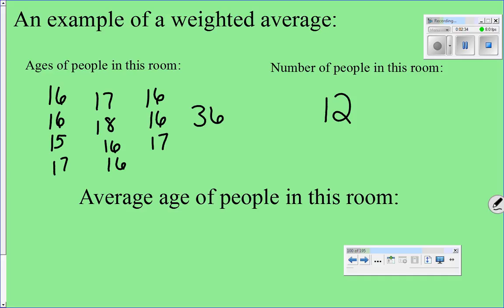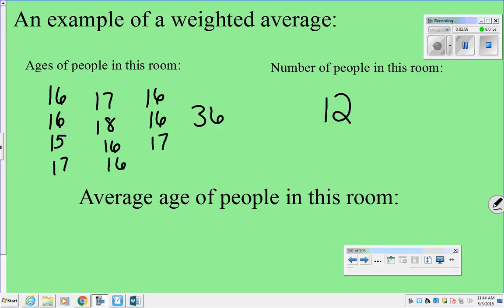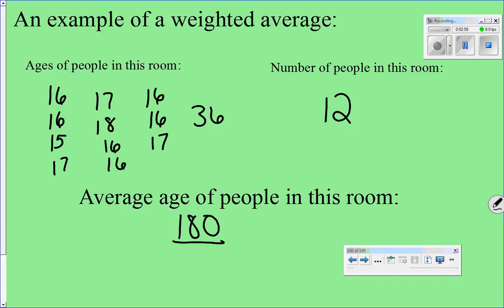So if I wanted to calculate an average for the age of all of these people, what I would do is add up my ages, so 16 plus 16 plus 15 plus 17 plus 17 plus 18 plus 16 plus 16 plus 16 plus 16 plus 17. So our typical way of calculating an average, we'd say 180 divided by 12. The average age of people in this room is 15. Now, it seems a little strange because we really expect this to come out a little bit closer to 16.